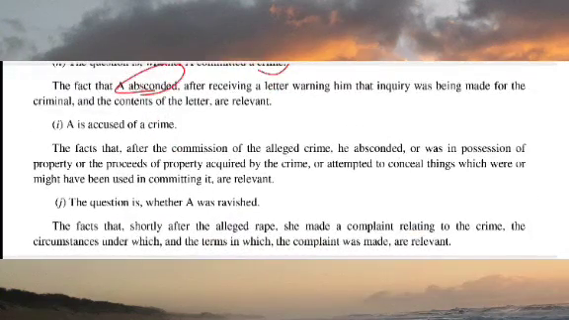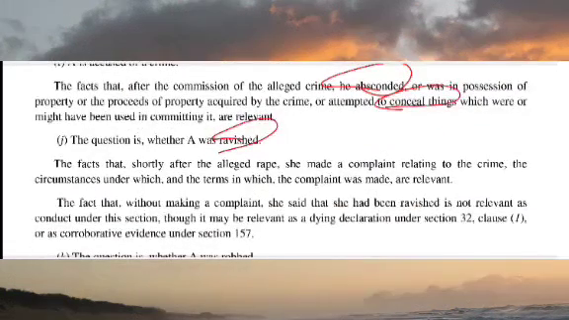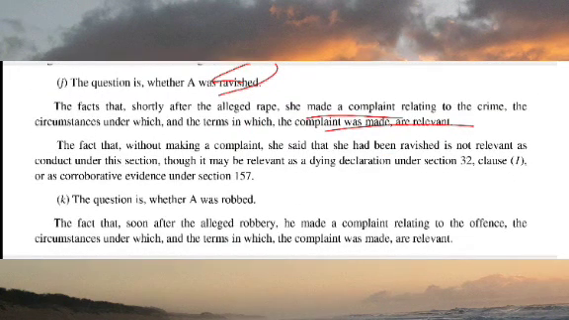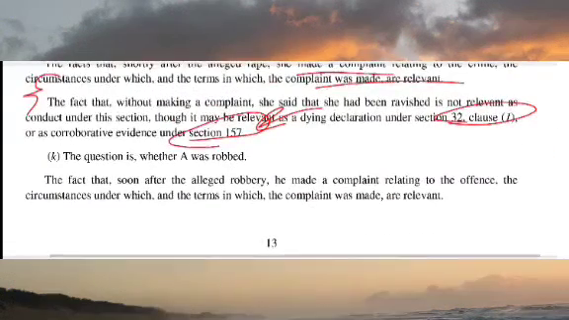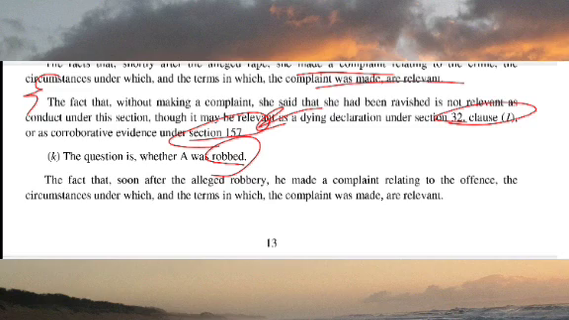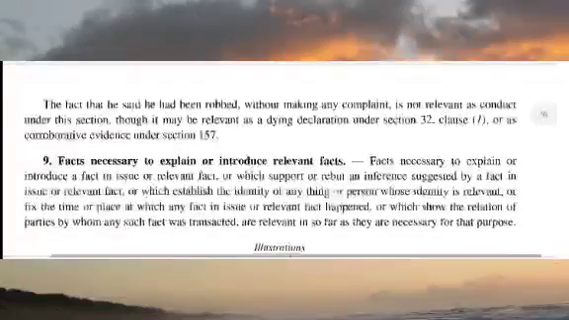Accused of crime, okay. Concealed, absconded, relevant. Ravished, she made a complaint relating to the crime; the circumstances under which the terms in which the complaint was made are relevant. Okay, without complaint, not relevant, but the declaration is under section 157, corroboration. Then comes robbery. Done. Okay, no more I guess.